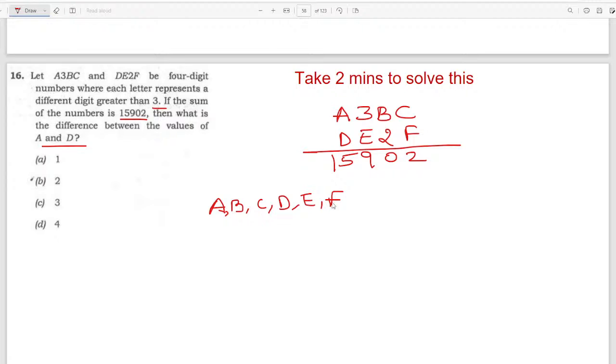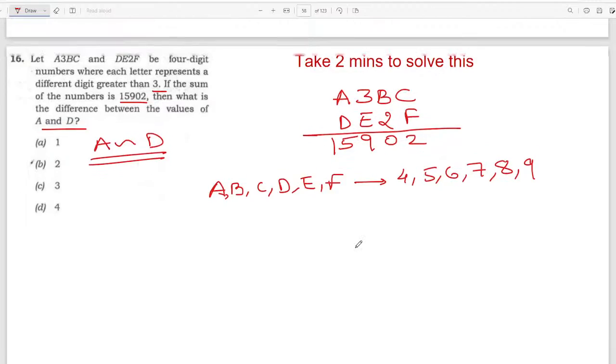There are 1, 2, 3, 4, 5, 6 digits. They are saying these 6 digits are digits greater than 3. So this represents a different digit greater than 3. So this can be 4, 5, 6, 7, 8, 9. But the problem here is we know that A, B, C, D, E, F can be the digits 4, 5, 6, 7, 8, 9, but we don't know exactly which digit is which one. That we need to calculate, find out. And they are asking the difference between A and D. So now we'll take one by one here.